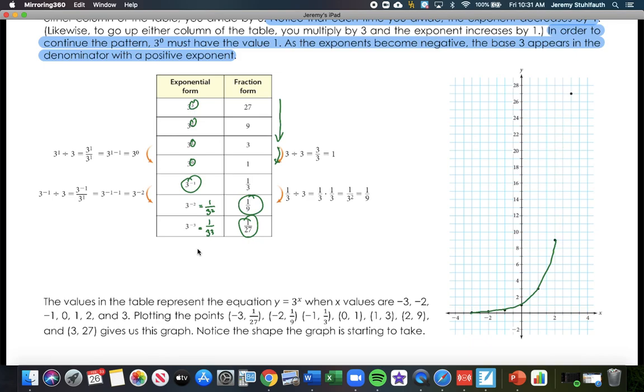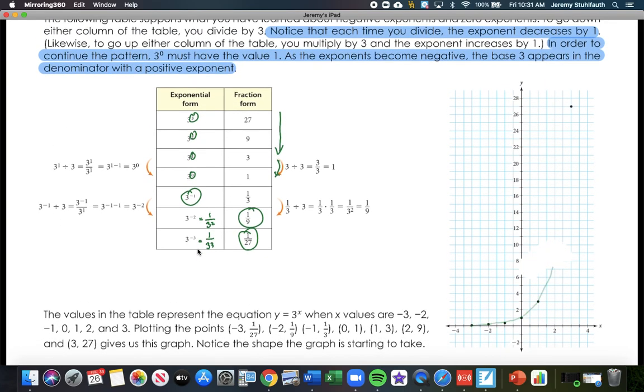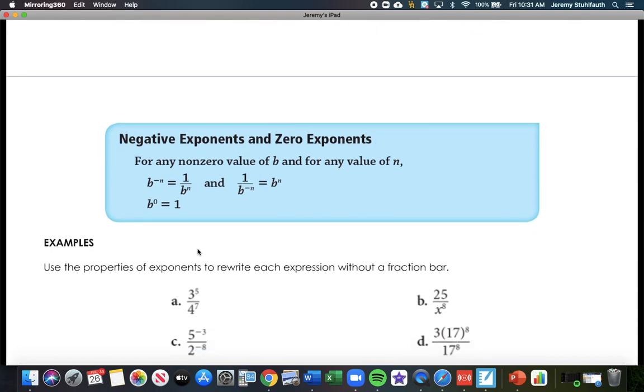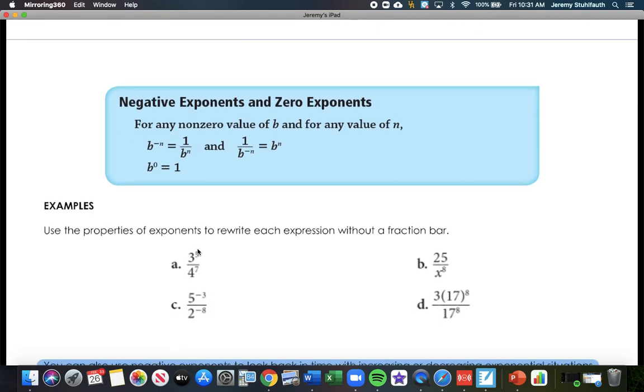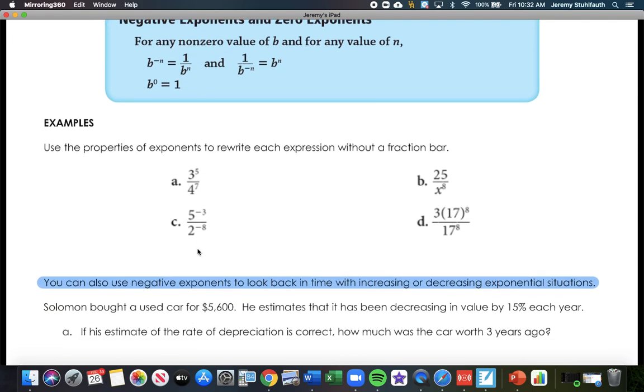So, to summarize, anytime you have a non-zero value for b, and for any value of n, b to the negative n power is equal to 1 over b to the n power, and 1 over b to the negative n power is equal to b to the n power. So again, you take the reciprocal of what has a negative exponent, and then you change the exponent to a positive number. And finally, anytime you have a number or an expression raised to the 0 power, it is equal to 1.